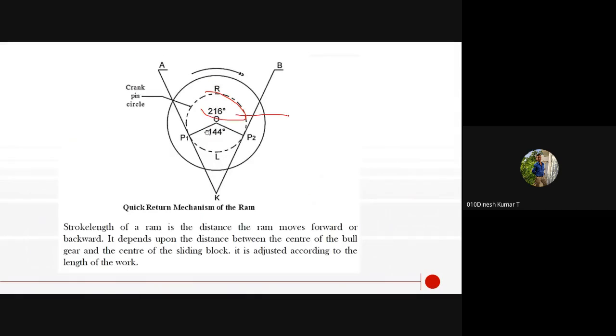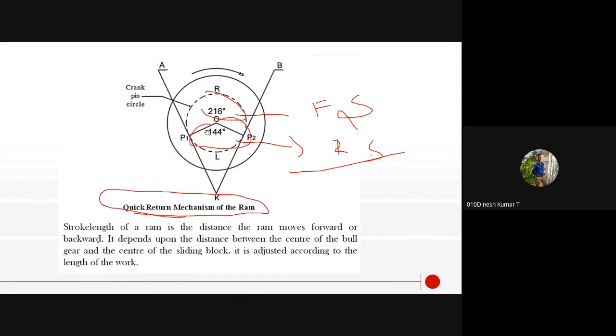This is the forward stroke angle, and this is the return stroke angle. Normally you can use this angle. Stroke length in a quick return mechanism of the ram: the stroke length of a ram is the distance the ram moves forward or backward. It depends upon the distance between the center of the bull gear and the center of the sliding block. It is adjusted according to the length of the work.